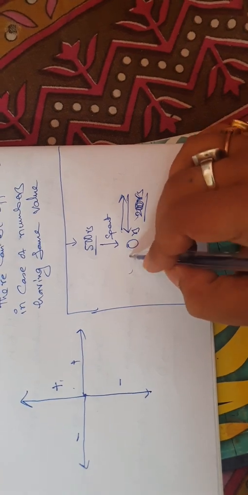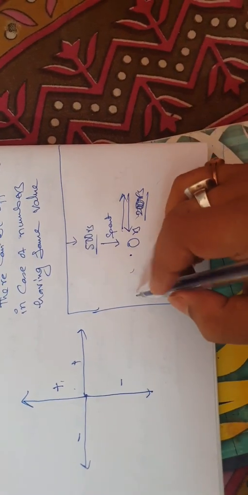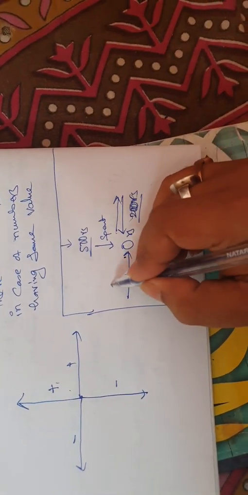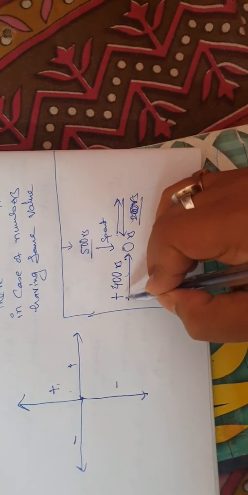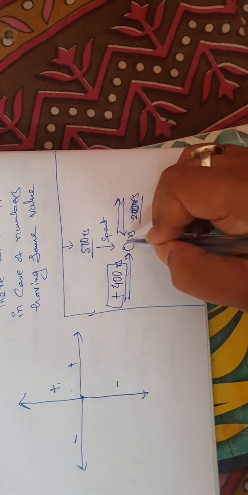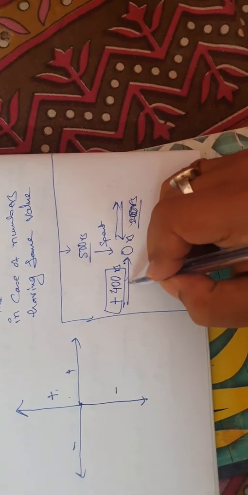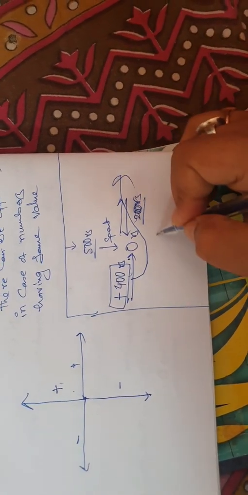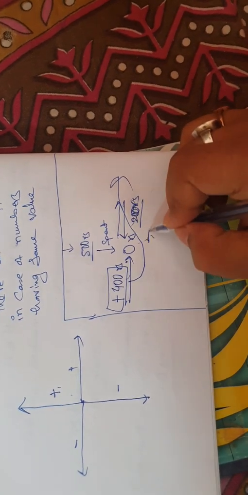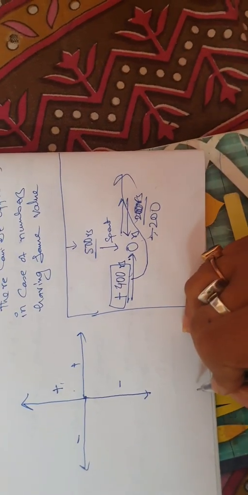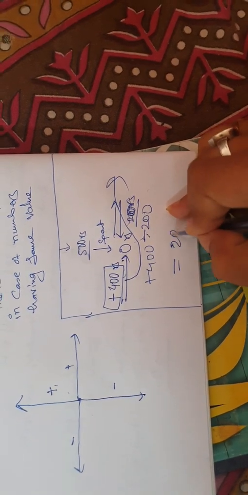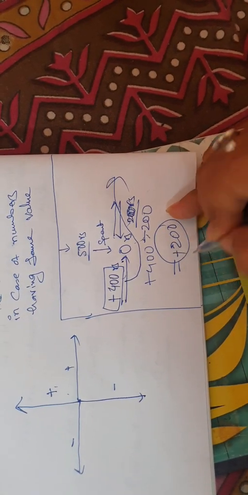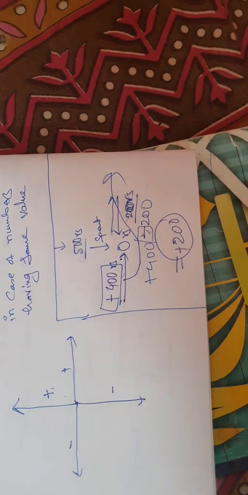Again, you have earned 400 rupees. So when you have earned, I can consider that it is plus 400, because it is coming to you. But from here, you are giving away 200 rupees. So it is minus 200. So plus 400 and minus 200 will give you plus 200. Fine. Now you understand the importance of the sign.